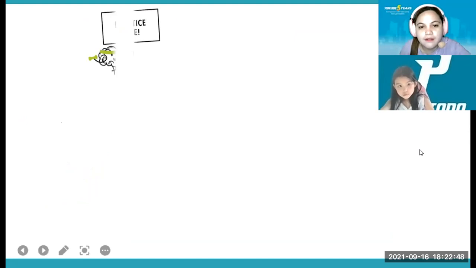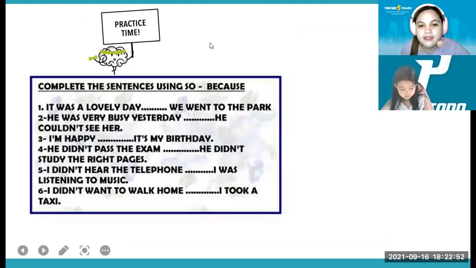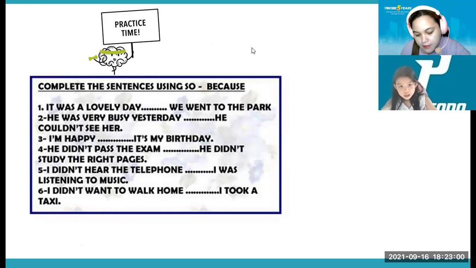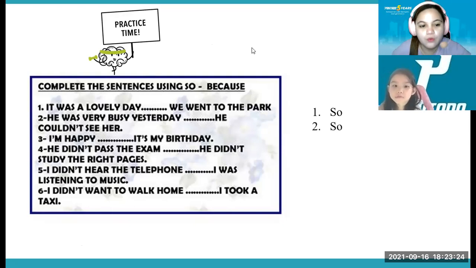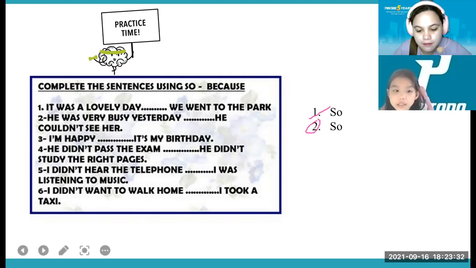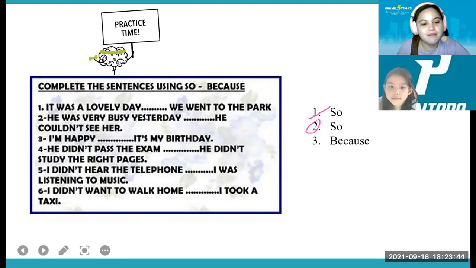All right, so now let's practice. You have to complete the sentences using the words so and because. So we went to the park. Number two. He was very bold yesterday because he closed his heart. So number three. I am happy because it's my birthday. Number four.